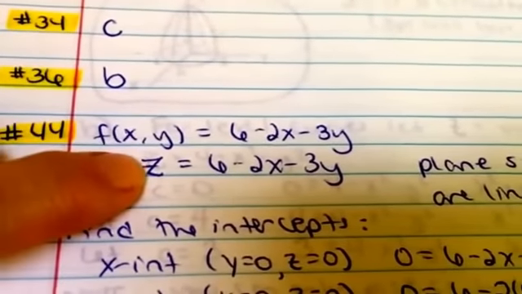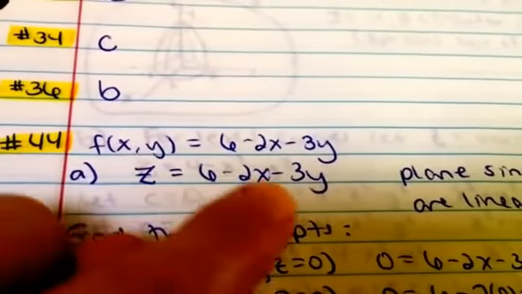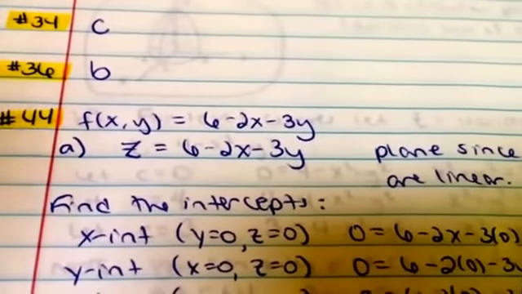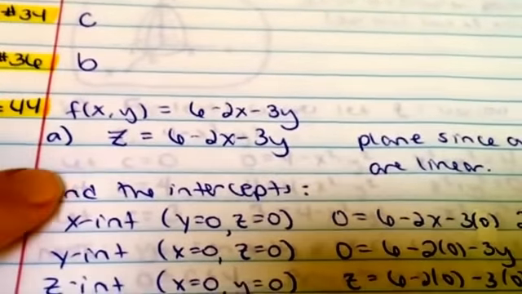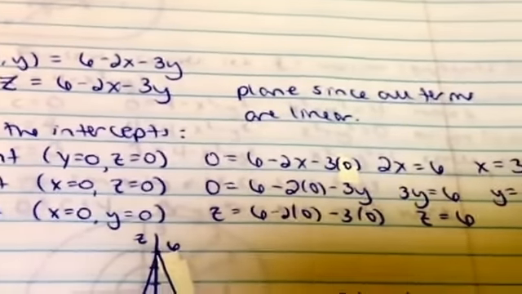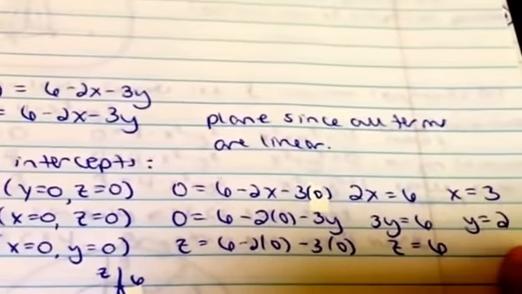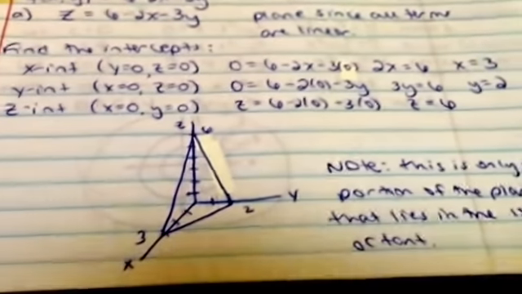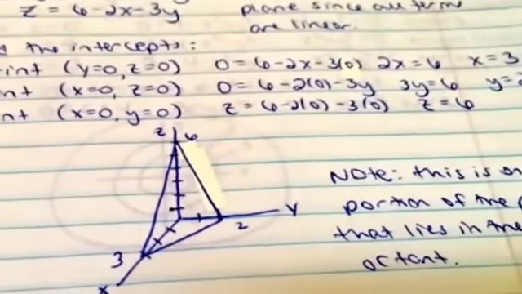44, f of x y is the same thing as z. So this is a plane since everything's linear. So the easiest way to graph a plane is to find the intercepts. So for the x-intercepts, you let y and z be 0 and so on. And then when you find the intercepts, 3, 2, and 6, you can put them on there, 3, 2, and 6.